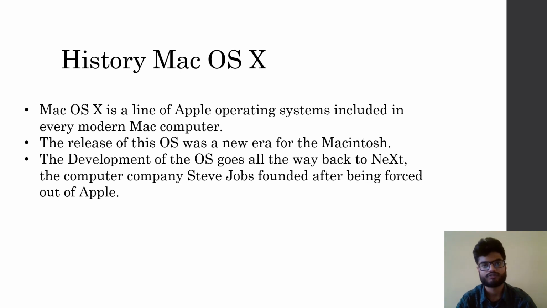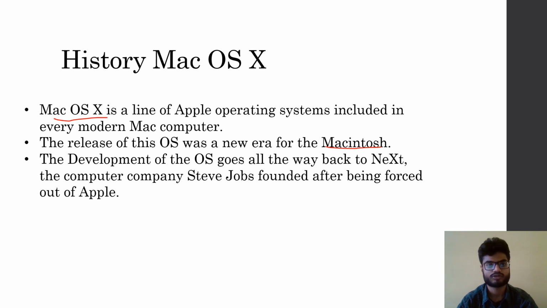So here's the history of Mac OS X. Mac OS X is a line of Apple operating systems included in every Mac computer. Actually, Mac OS X was a turning point in the entire history of the Apple company. It brought some important changes which are still carried in Mac computers today. The release of Mac OS X was a new era for Macintosh. Macintosh means the computers manufactured by Apple. And as I told you, the Mac OS X release was a very important event in the history of Apple.